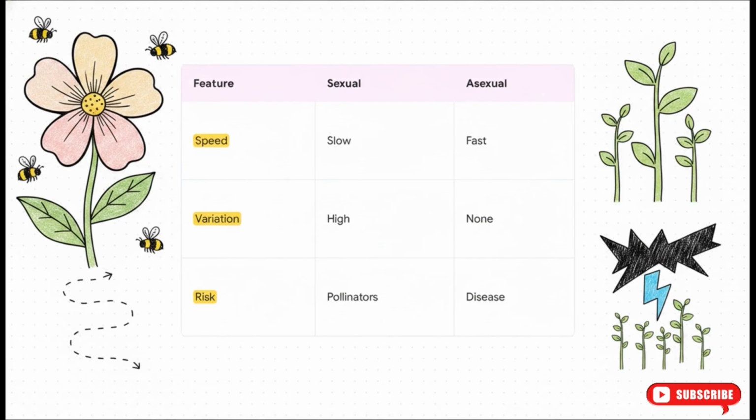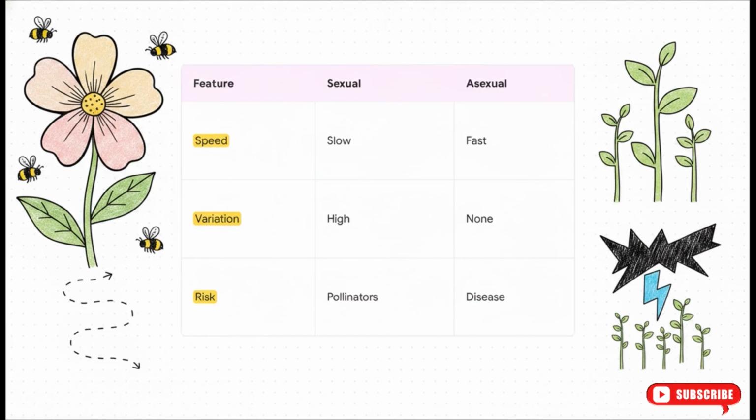To wrap up the logic of everything we've just learned, this comparison perfectly highlights the grand evolutionary trade-off of plant reproduction. What we just walked through was sexual reproduction. It's incredibly hard work, it's slow, takes a lot of energy to make those petals and nectar, and carries the massive risk of relying entirely on pollinators.